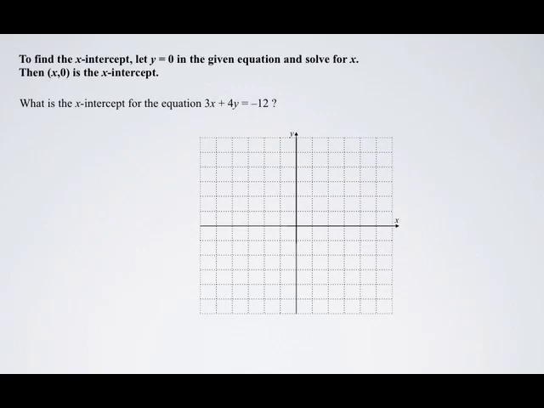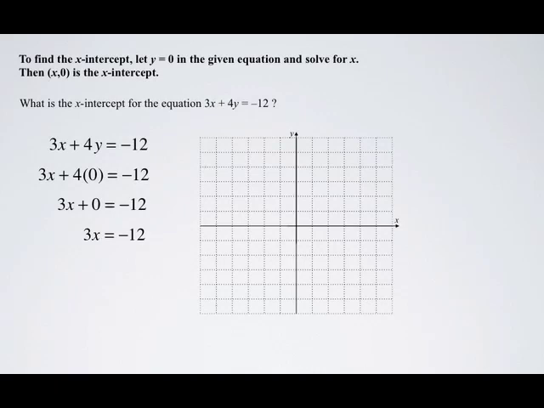3x plus 4y is equal to negative 12. Our first step is to write out the equation. Then we're going to let y equal 0. This will help us find our x-intercept. So we'll have 3x plus 4 times 0 is equal to negative 12, which will be 3x plus 0 is equal to negative 12, which is just 3x is equal to negative 12.